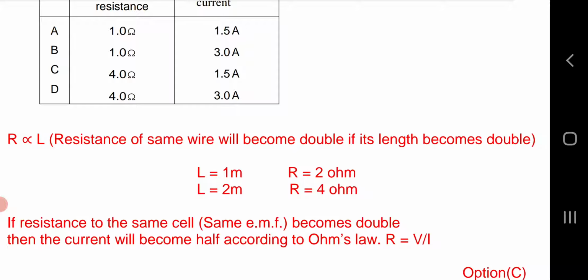It is a kind of direct relationship. So if the resistance of the same cell, with the same electromotive force, becomes double, then the current will become half. According to Ohm's law, R is equal to V over I. If the voltage is the same, if the electromotive force is the same, then V is constant, and if R is doubled, then I will become 1 half. So option C.